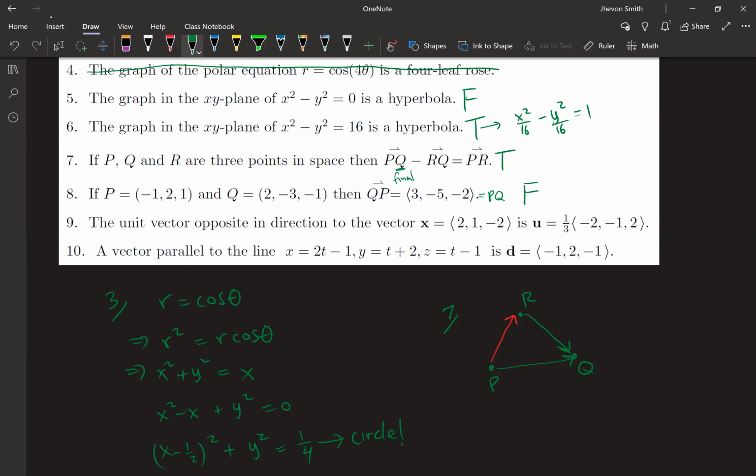And the magnitude of this vector is what? It's 3. It's the square root of 2 squared plus 1 squared plus 2 squared. So it's the square root of 9, which is 3. So I divide by 3, that gives me a unit vector, and then I change the signs. I multiply through by a negative. So this is actually true.